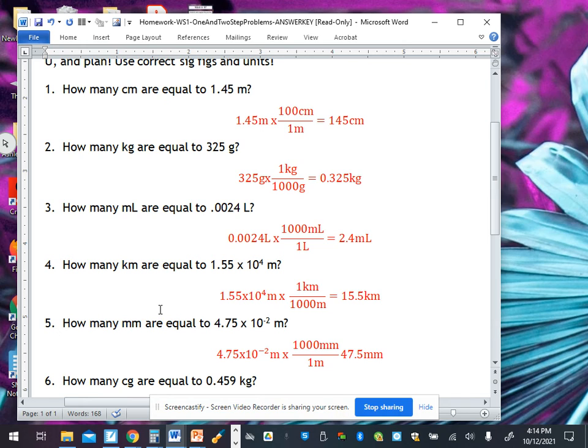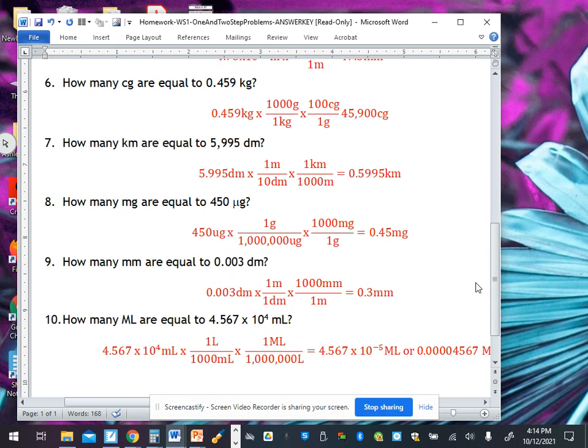So you'll notice 4 and 5. I left them in scientific notation, but you could have taken them out of scientific notation and written them as regular notation. That would have been fine. And none of these answers are in scientific notation. They could be, but they don't have to be. It doesn't say that it does. So that's 1 through 5.